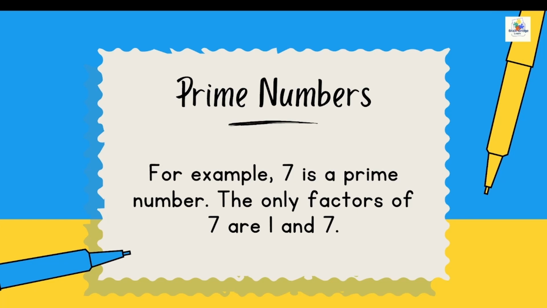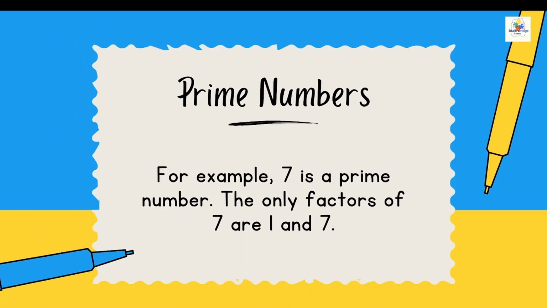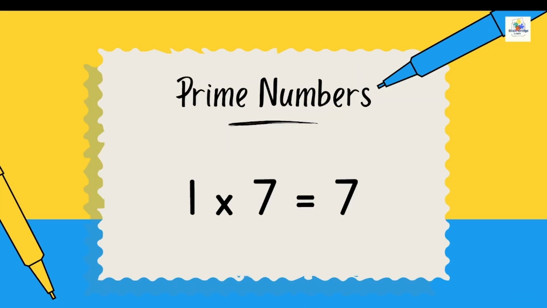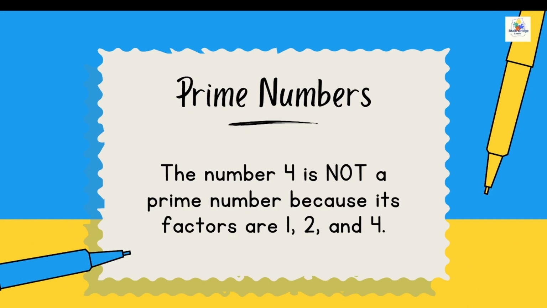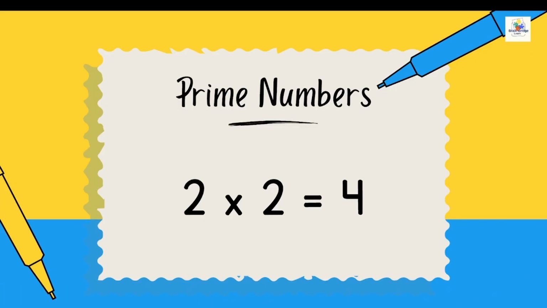Next we have prime numbers. For example, 7 is a prime number. The only factors of 7 are 1 and 7. So 1 times 7 equals 7. Next, the number 4 is not a prime number because its factors are 1, 2 and 4. Because it has more than 2 factors, not just 1 and itself. So 2 times 2 equals 4.